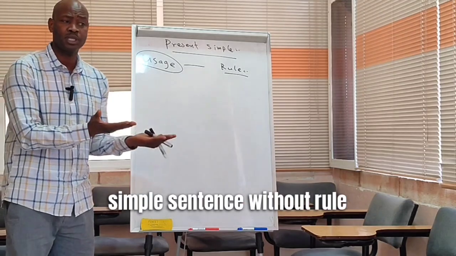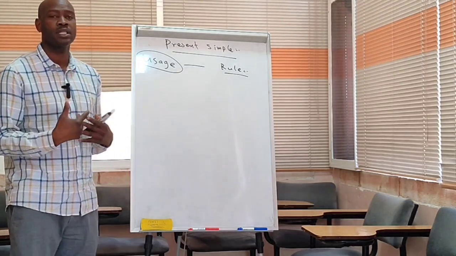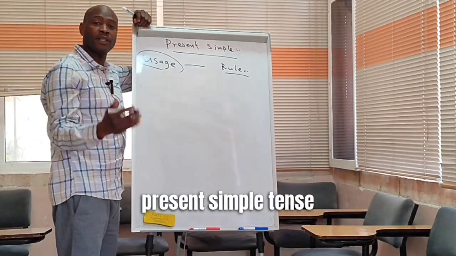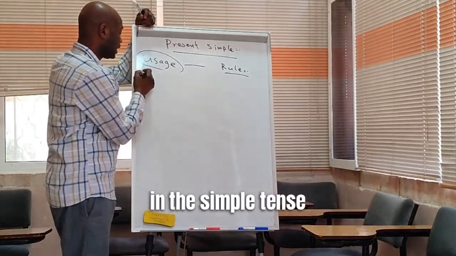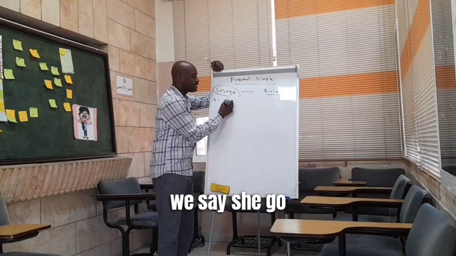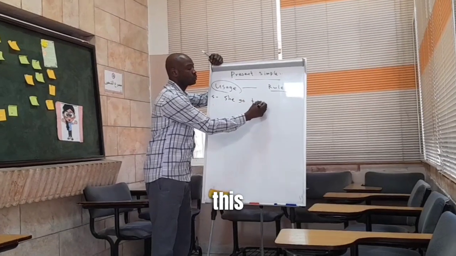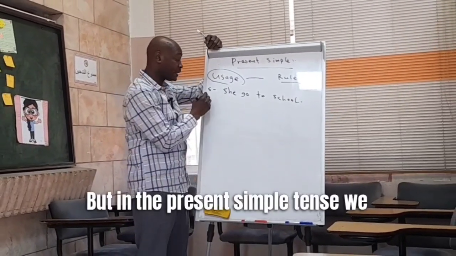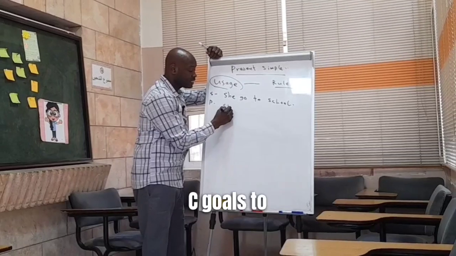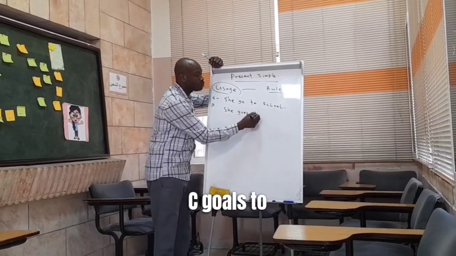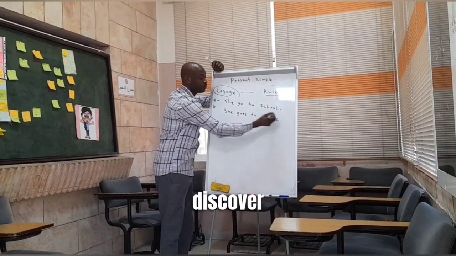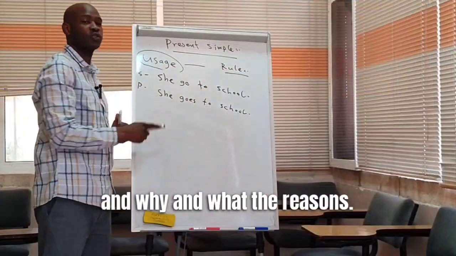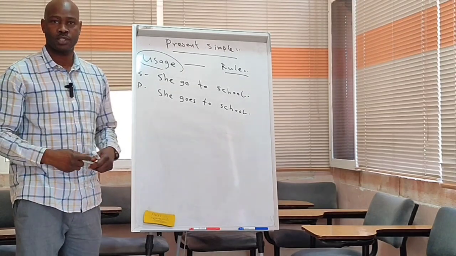What's the difference between a simple sentence without a rule and a present tense sentence? Let's say in the simple sentence we say "she go to school" without mentioning a time. But in the present simple tense we use "she goes to school." Here let us discover how we change go to goes, and why, and what the reasons are.